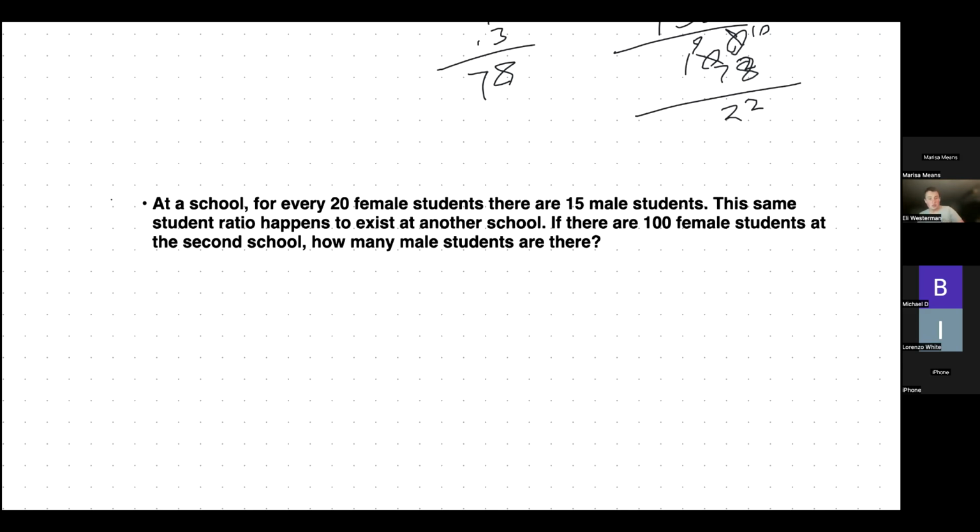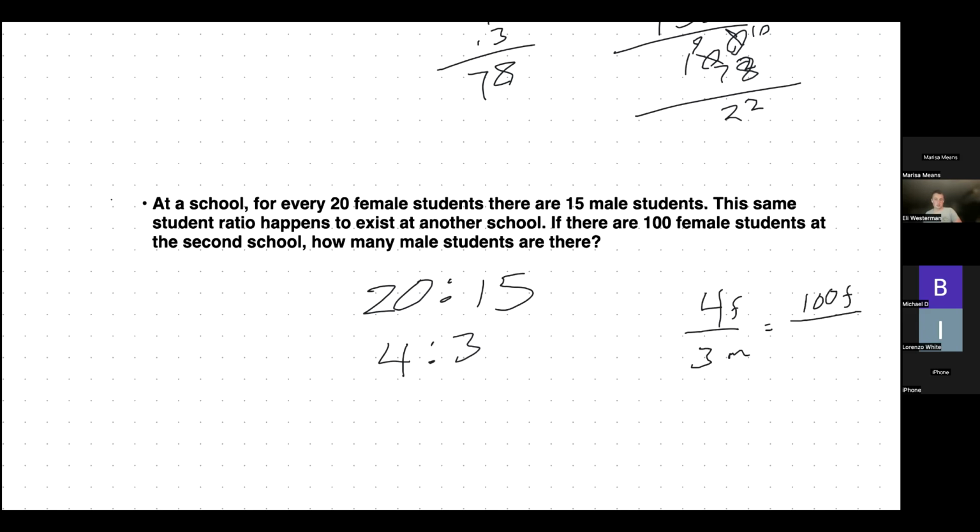So let's set it up first. 20 to 15 is our ratio. Now we can simplify that. We can divide both of these by 5. 20 divided by 5 is 4. 15 divided by 5 is 3. So we can now set up a proportion: 4 females, I'm going to do F, to 3 males equals 100 females to question mark males.